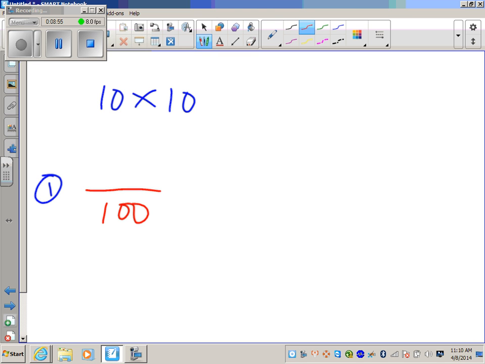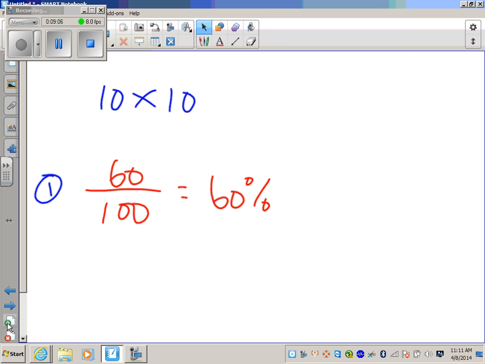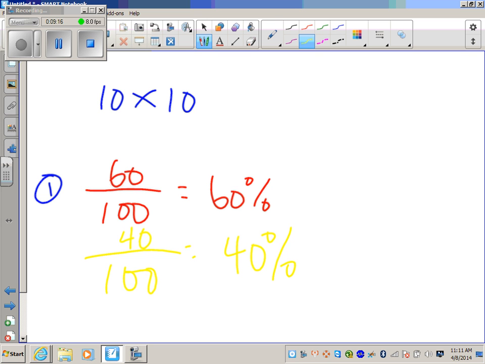60. Which equals what percent? And what's the other color? Yellow? How many out of the 100 do you see for the yellow? 40. Equals 40%. Okay? Try numbers 2 and 3. Give me a percent for the red. Give me a percent for the yellow.